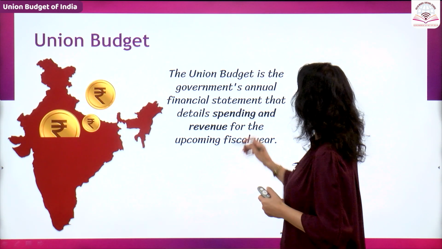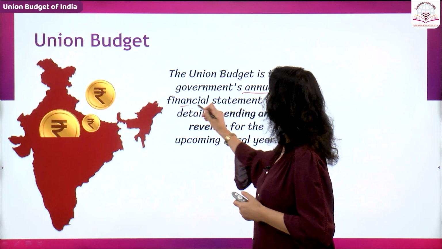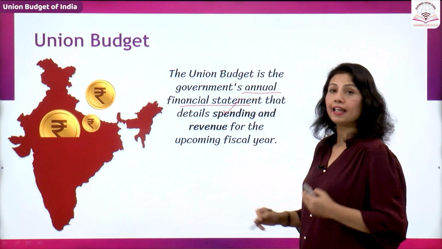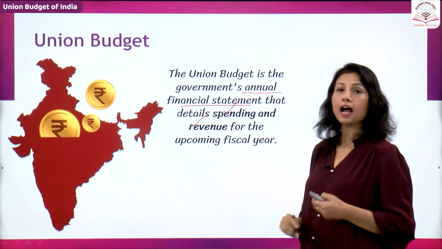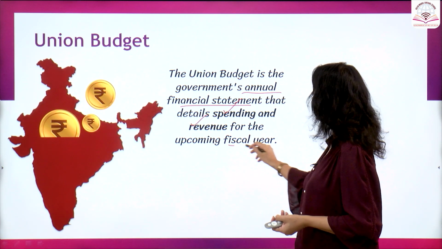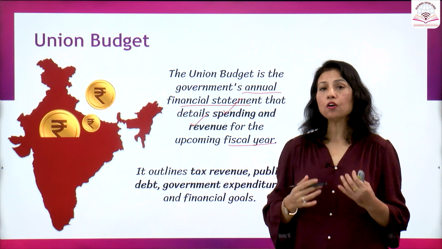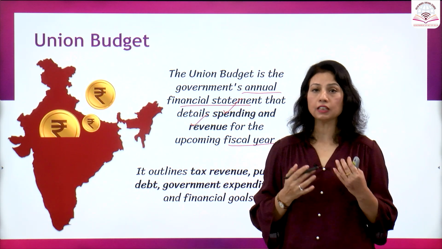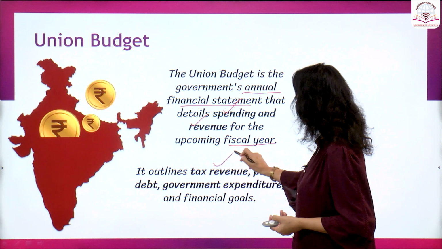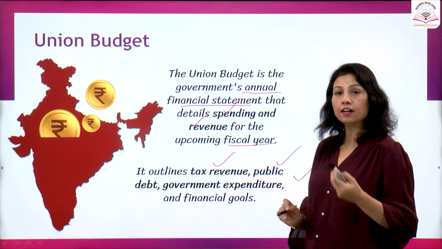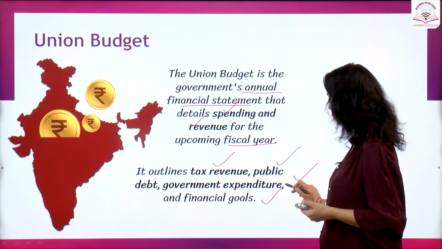A union budget is government's annual financial statement which has details about planned spending and expected revenue for the upcoming fiscal year. In short, we can say it's government's overall financial situation which outlines the amount of tax revenue, public debt, government expenditure, and also the financial goals.